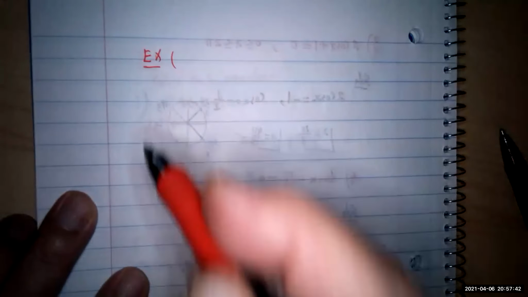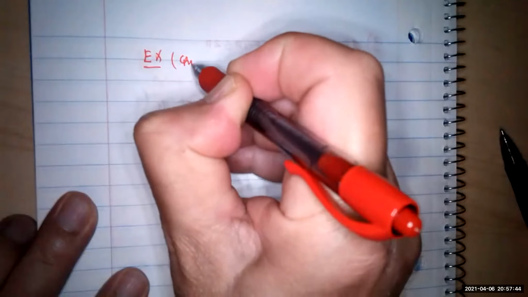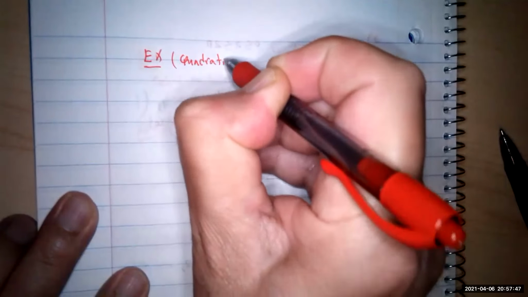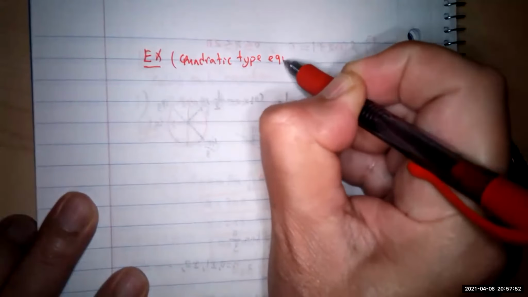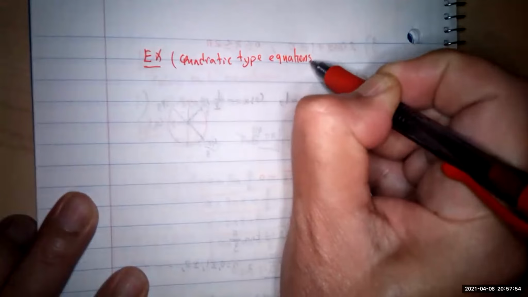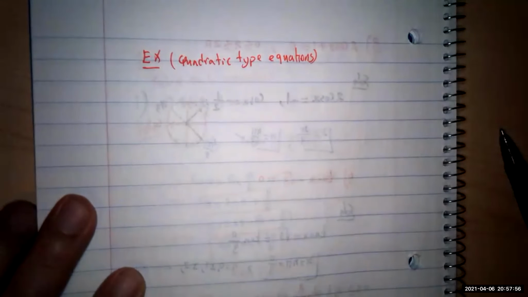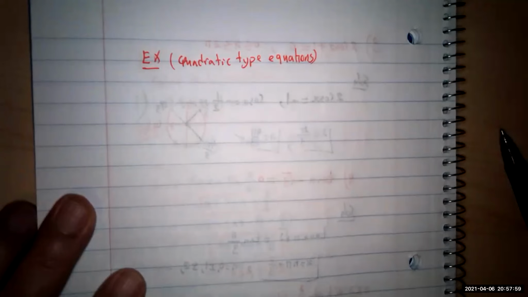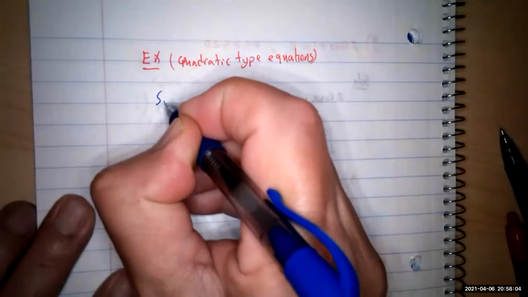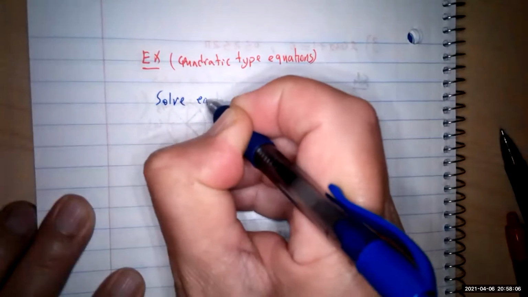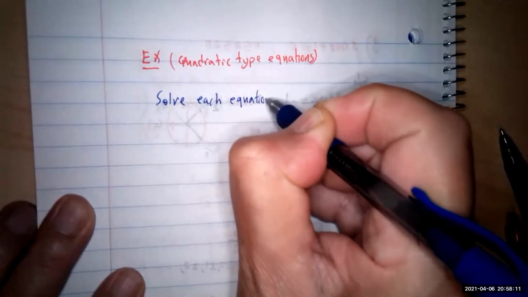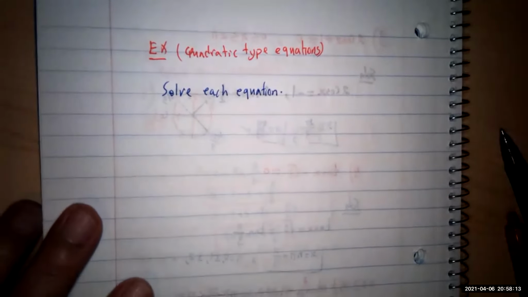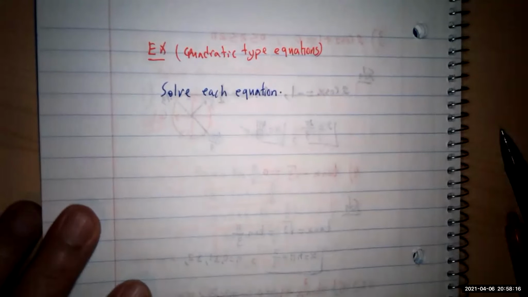So I'm going to write quadratic type equations, if you like. This happens very often with sine and cosine, a very popular case. What we'd like you to do is solve each equation. There are two possibilities, sometimes three. It's very, very popular. Okay, let's try one of them.